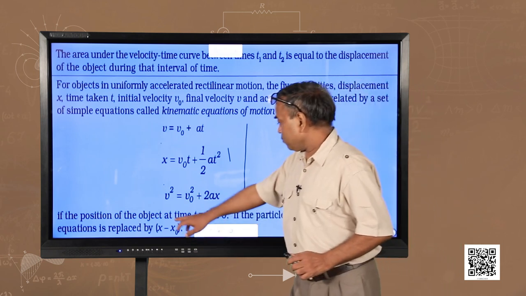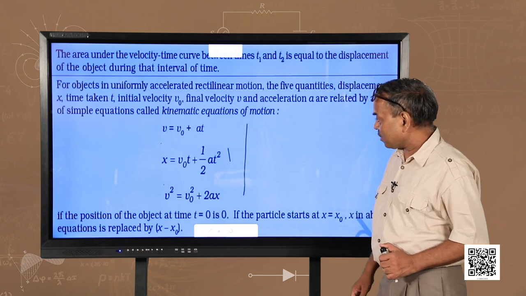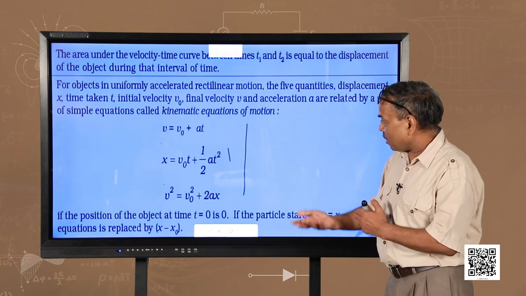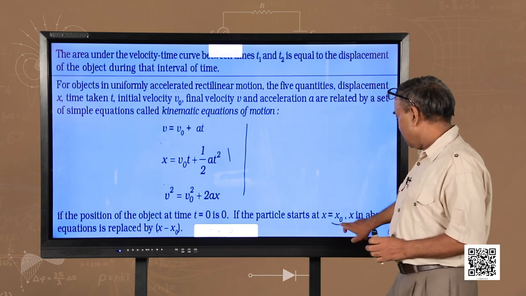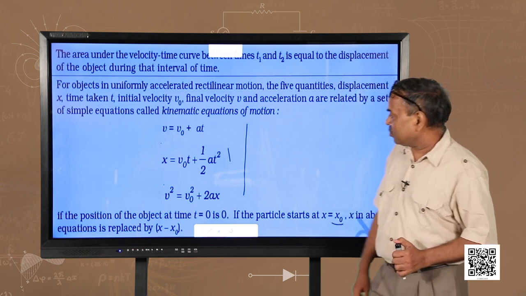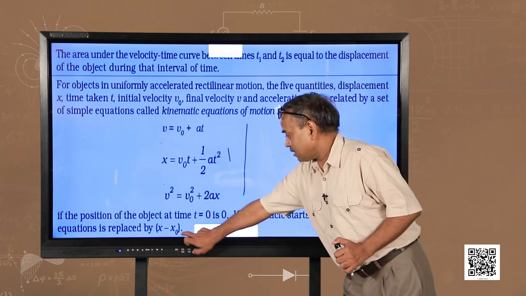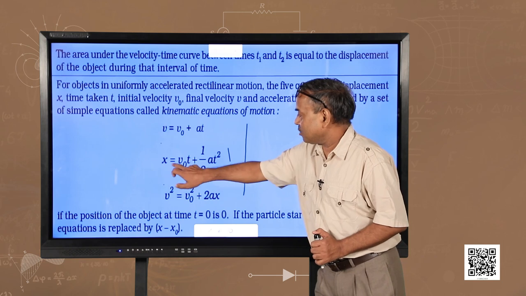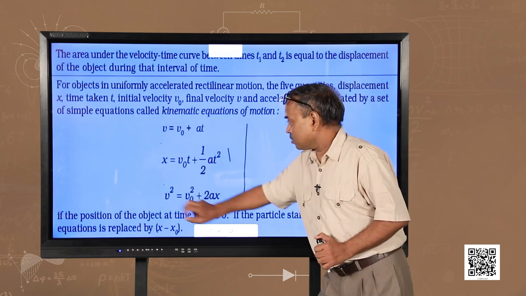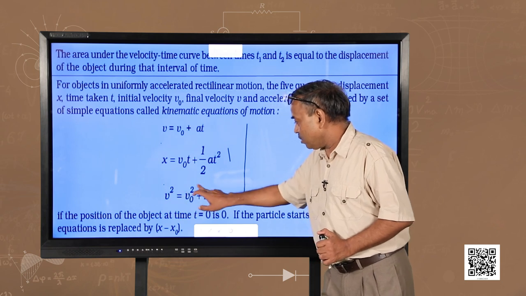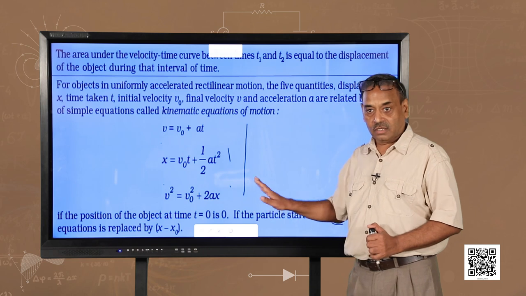If the position of the object at time t equal to 0 is 0, then these are the equations. Otherwise, if the position of some object at time t equal to 0 is x naught, then in place of x, we will write x minus x naught. So this equation will become x is equal to x naught plus v naught t plus half a t square, and similarly, this equation will become v square is equal to v naught square plus twice a multiplied by x minus x naught. That is true.